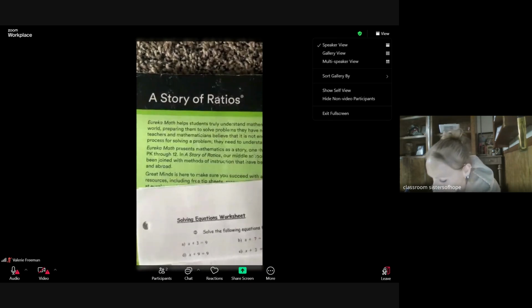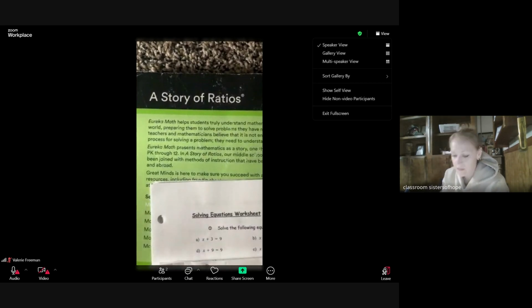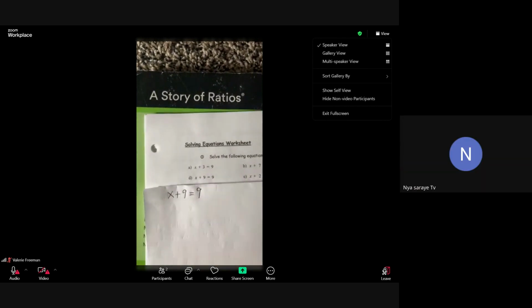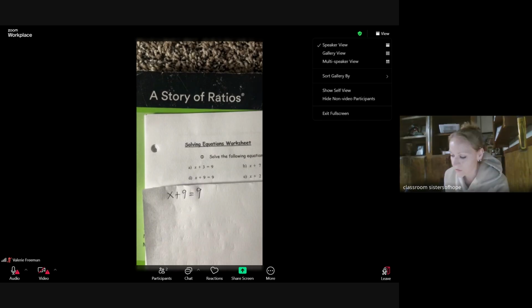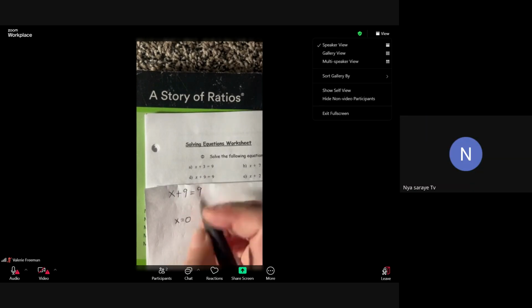Let's look at D. X plus 9 equals 9. What do I do and why? Subtract 9 from 9, but that X is 0, I think. Okay. So we think X is 0. We're working it backwards, but that's okay. That's how I get my answer.